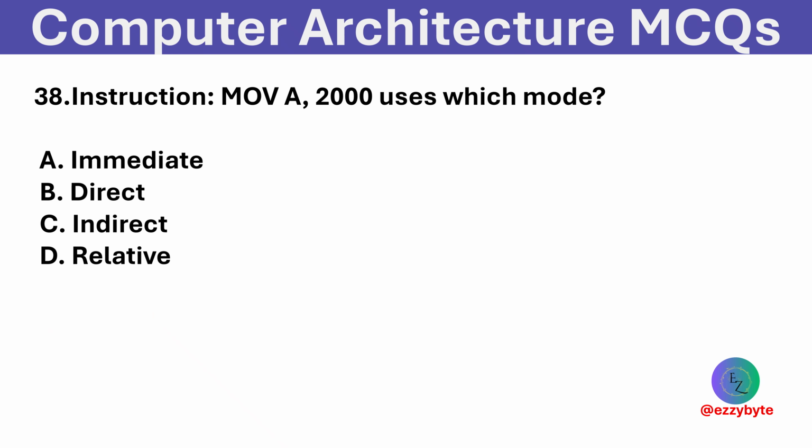Instruction: MOV A, 2000 uses which mode? Options are immediate, direct, indirect, and relative. Option B is correct. The value at address 2000 is moved to A, that is direct addressing.